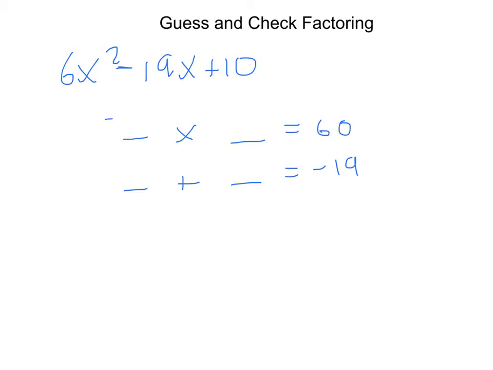So I've already done this one, so I'll just go ahead and write out what it is. So we just check it real quick. -4 times -15 gives you a positive 60. -4 plus -15 gives you a -19. So just like we did with the last one, you got to use your ratio method. So we'll say 6 and -4, 6 and -15.